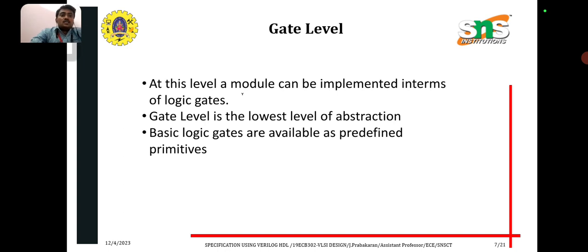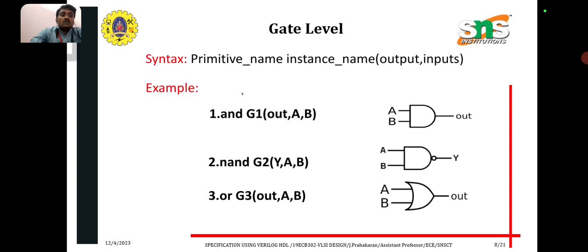Let me see some examples of gate level modeling. Here, this is the syntax of gate level modeling. First is the primitive name, which means which type of gate we are using. Next, the instance name, which is optional. Okay. Next, input and output.